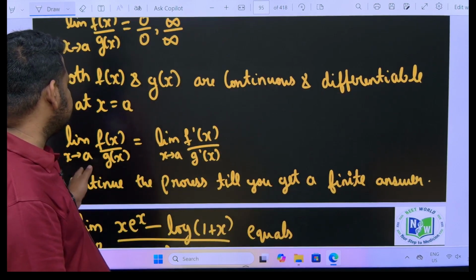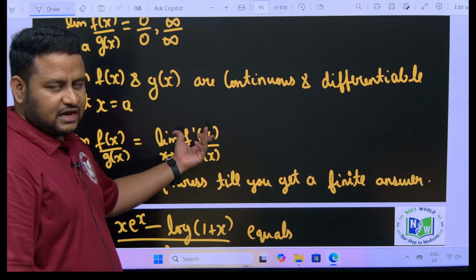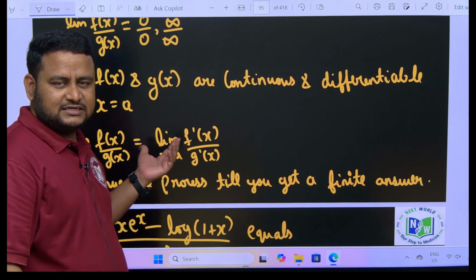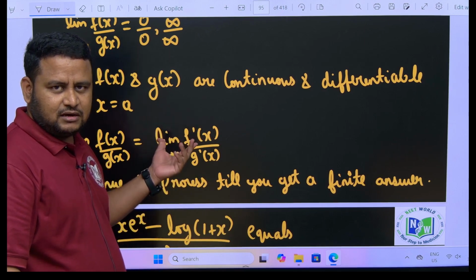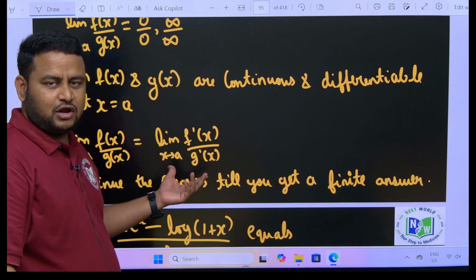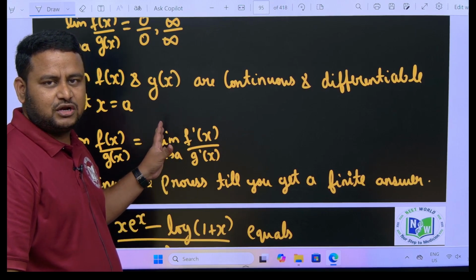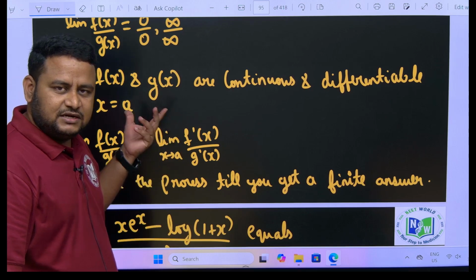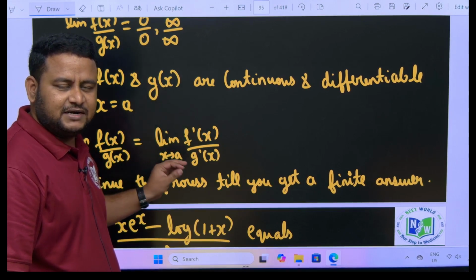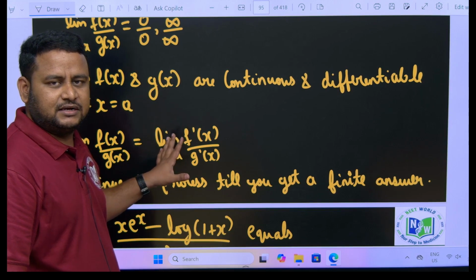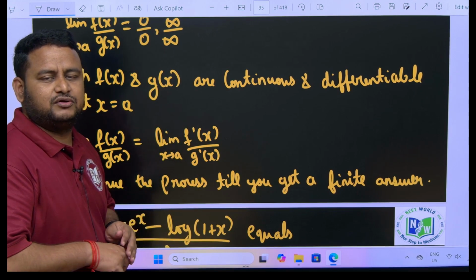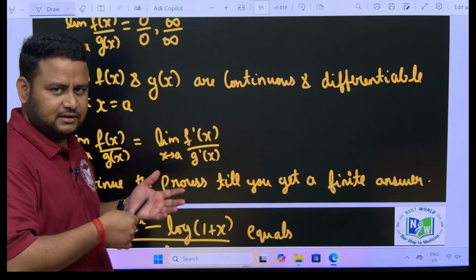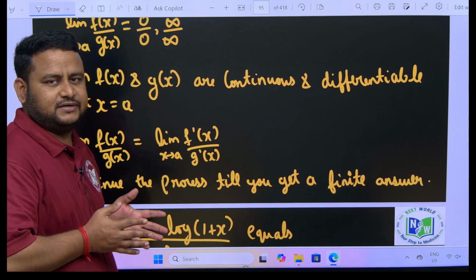Limit f of x by g of x as x tends to a is equal to limit f dash of x by g dash of x as x tends to a. That is limit as x tends to a of differential of numerator by differential of denominator. Understand, it is not differential of numerator by denominator. Students make mistakes like this. It is differential of numerator divided by differential of denominator. Remember this. So first you have to find the derivative of numerator, then find the derivative of denominator. Got it, friends?